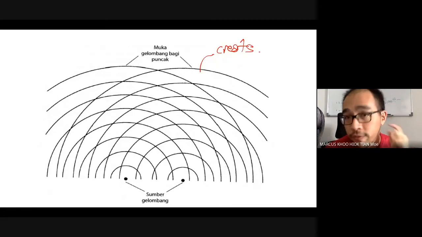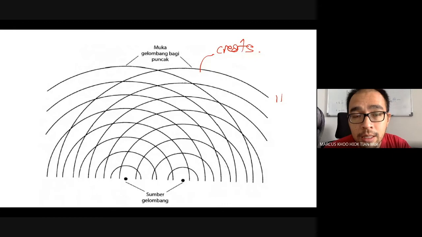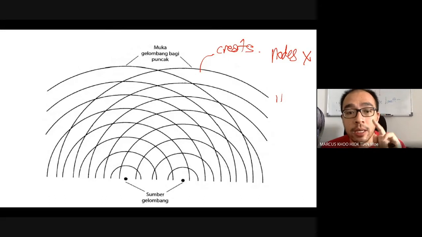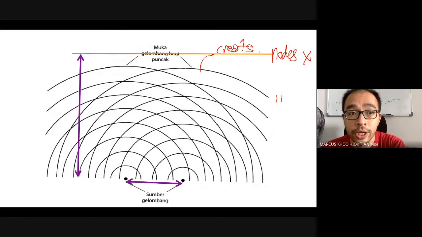Now, if all these are crests, then we cannot see the nodal line, so there are no nodes. We are not going to look at the nodes. I want you to do the same thing again. Circle all the antinodes, and then draw the line. Then you need to measure. Take a ruler and measure all this.